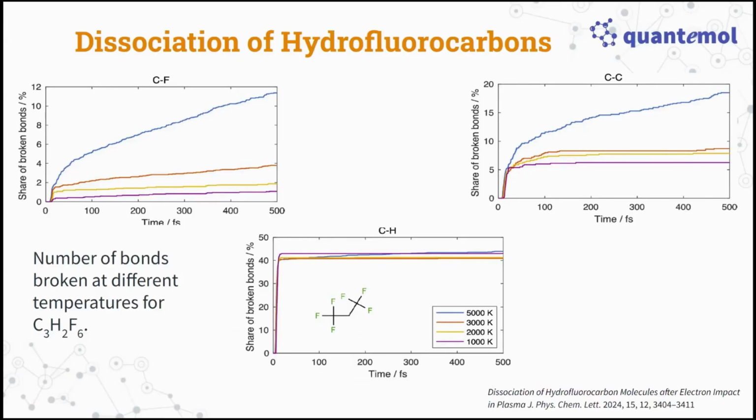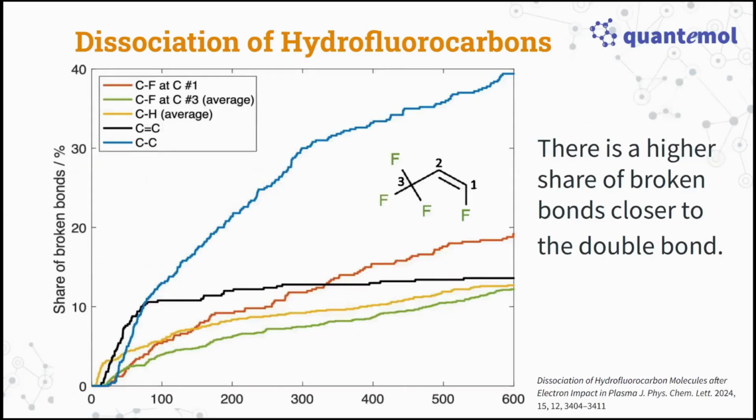And the CF bonds have the lowest dissociation rate. This is not particularly mind-blowing. CF bonds are very difficult to break. Nobody is surprised by this. What is surprising is when we look at the molecule with a double bond and we look inside the different dissociation rates, we can see that closer to this double bond, the CF bond is actually dissociating more than the other three CF bonds at the other side.